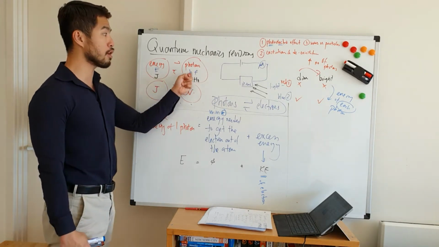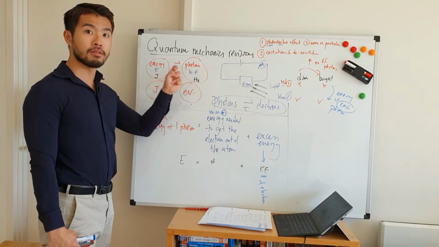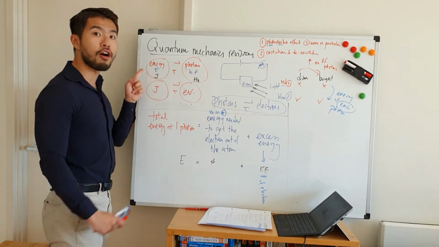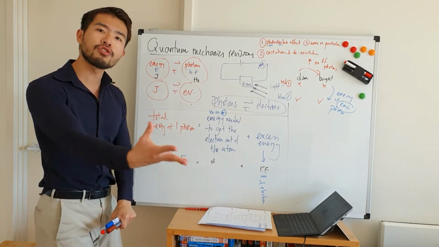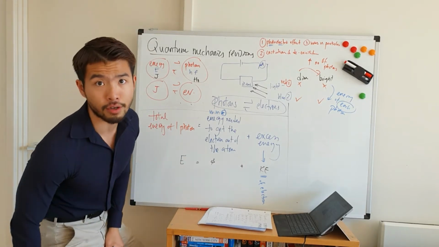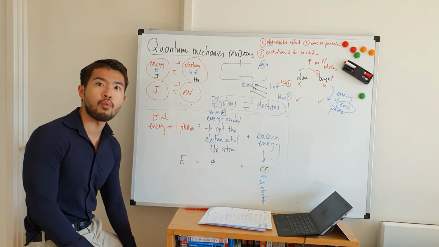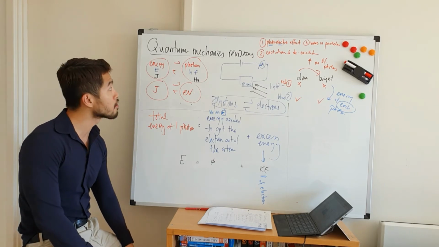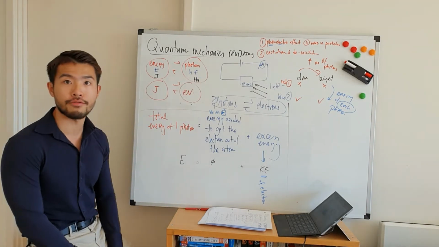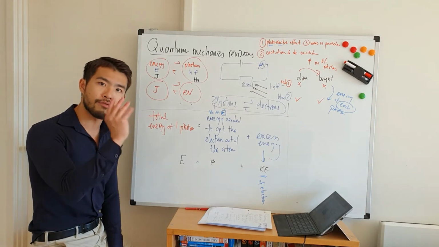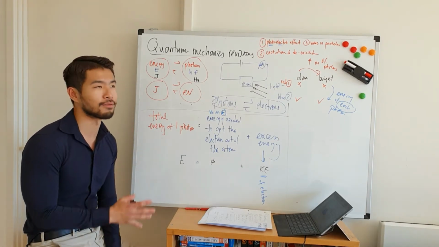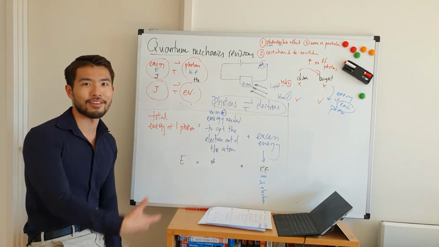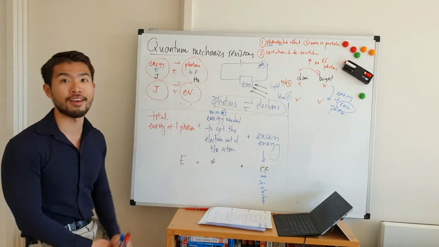Look, E equals hf, right? The only way you can increase the energy of each photon is to increase f, which means that gamma photons have the highest amount of energy. Why? Because gamma photons have the highest frequency, whereas radio photons have the lowest frequency, and therefore the lowest amount of energy.